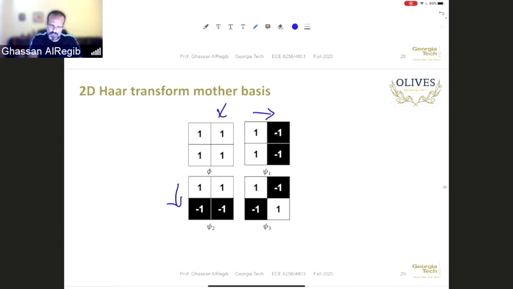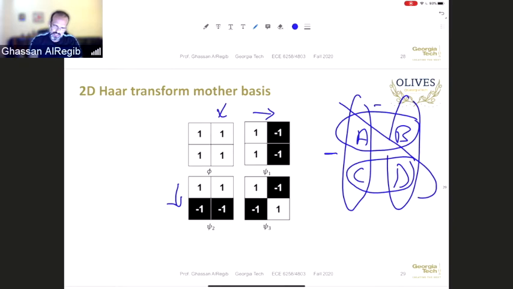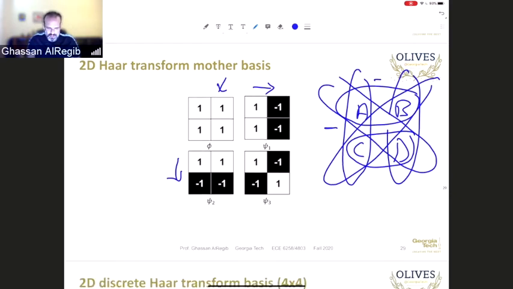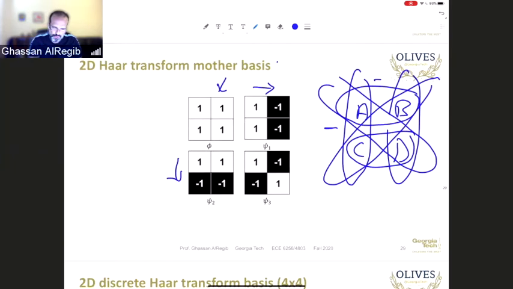Look at the example that we had before when we had A, B, C, and D, right? And then in one case, I said I'm looking at A, B minus C, D. The next time, I'm looking at A, C minus B, D. The next one, I'm looking at A, D minus C, B, right? So these are the 3 different details that we are looking at in the Haar. So now this one, this is a 2 by 2 basis, right? This is for a 2 by 2.